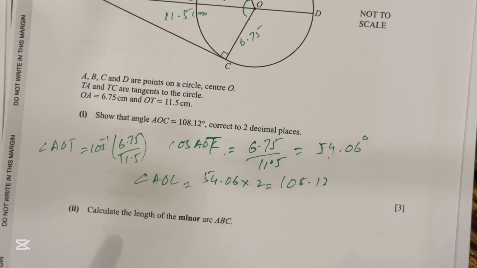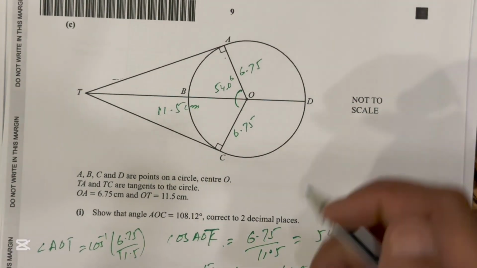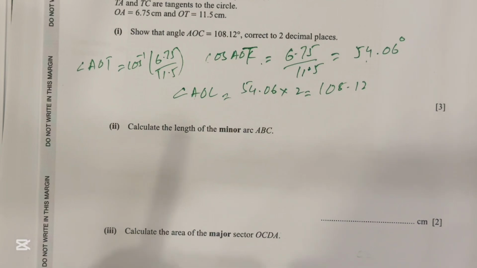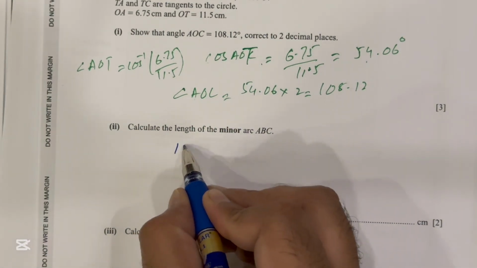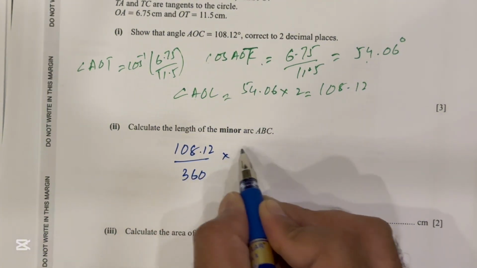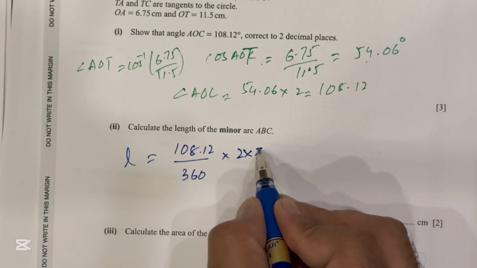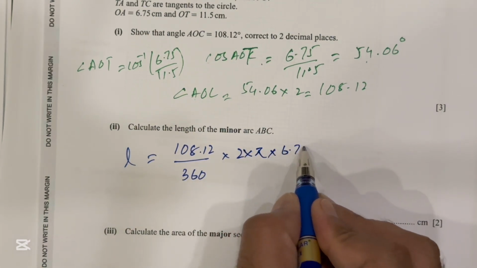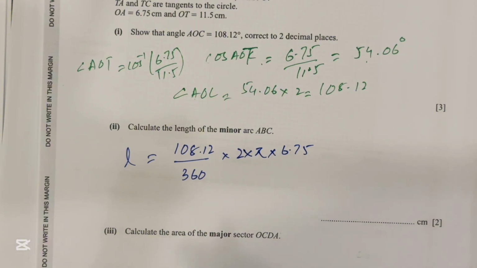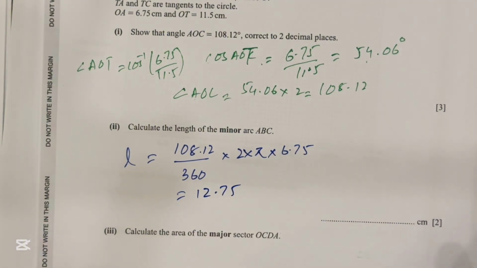Now calculate the length of the minor arc ABC. The minor arc ABC means you need to calculate AC, and the formula is length of the arc is theta over 360 multiplied by 2 pi r. Theta we just calculated, 108.12, the value of pi is pi, and the value of r is given, that is 6.75. After solving it, you get the answer, that is equal to 12.75 centimeter.